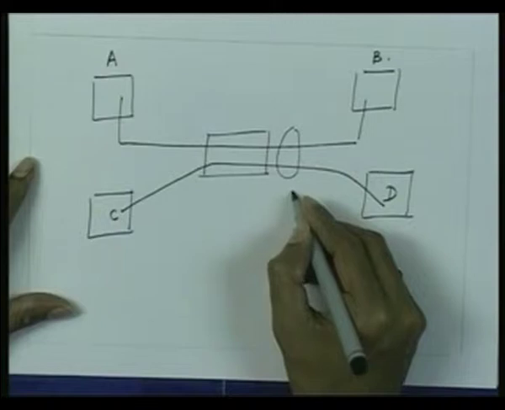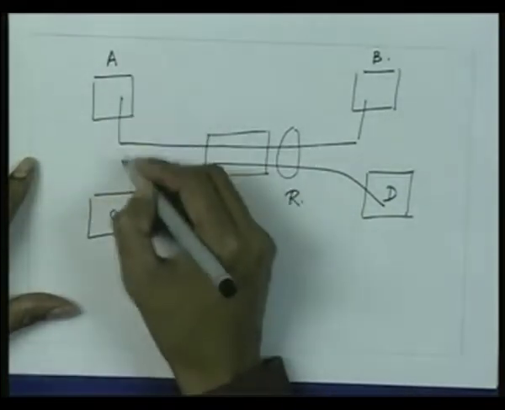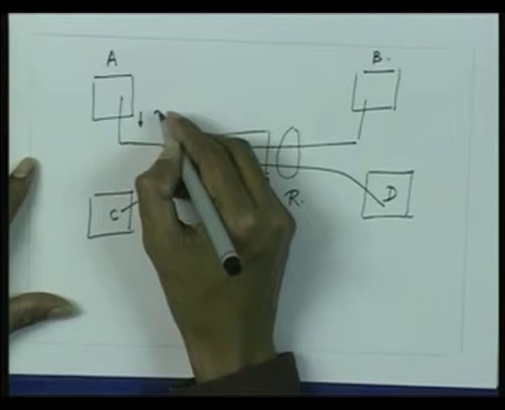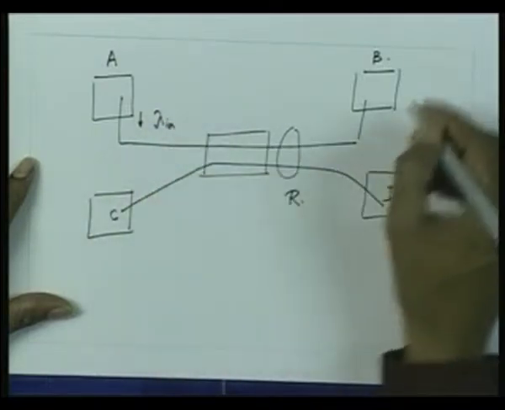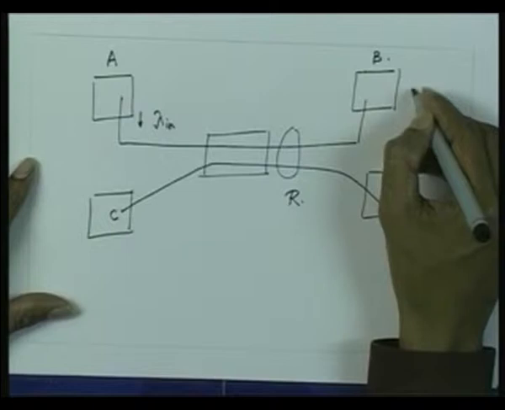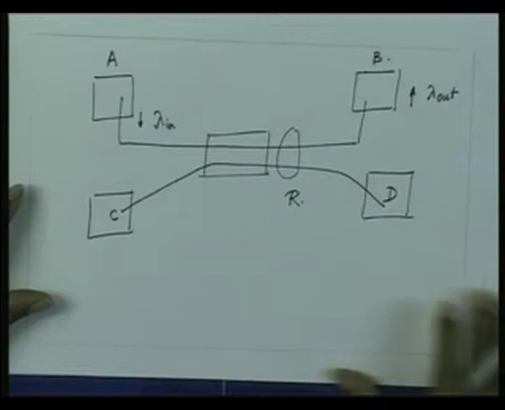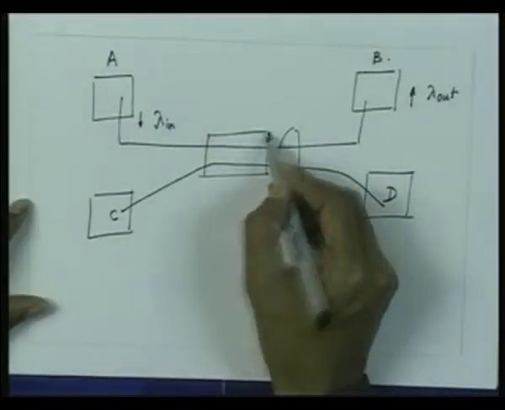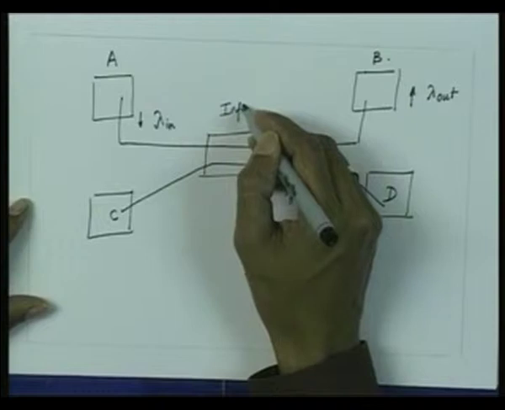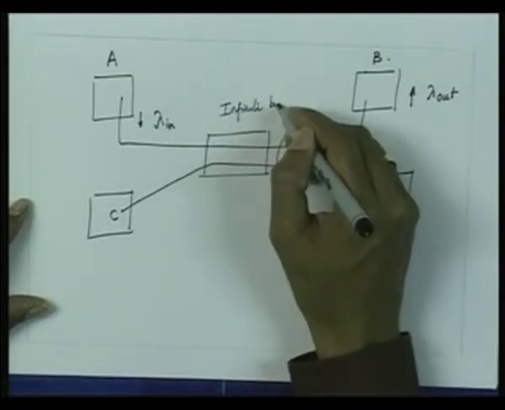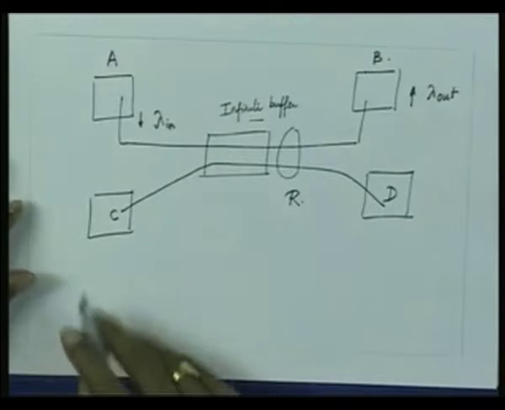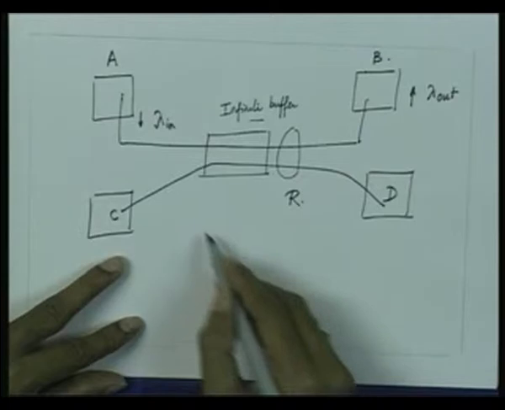This output link capacity is, let us say, R, and the input rate, the offered rate, is lambda in, and the output rate, that is the effective throughput as seen by B, let us say is lambda out. Now let us say that this node has an infinite buffer. Now let us consider the traffic flow between A and B.